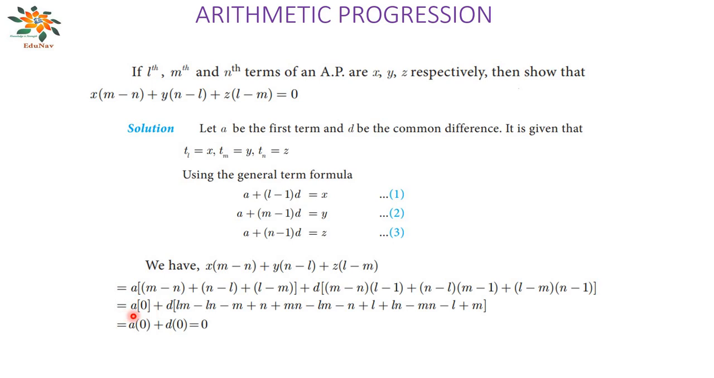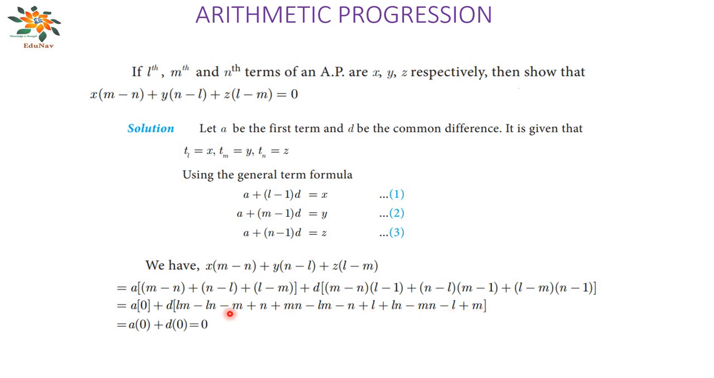That is why we have it as a into 0 plus d into, now multiplying l into m, we have lm, l into minus n, we have minus ln, also minus 1 into m, we have minus m, and minus 1 into minus n will become plus n. The same way, if you simplify the remaining two terms, we will be left with nm minus ln into m minus n plus l plus ln minus mn minus l plus m. I hope you are clear, students.